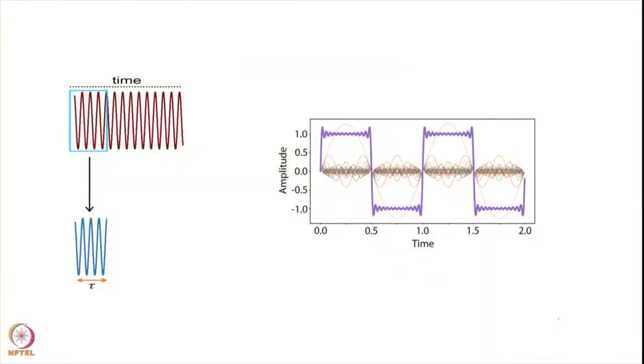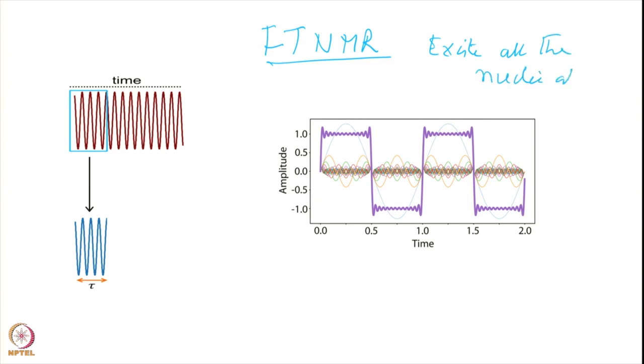Okay, what do we do here? The Fourier transform NMR, the principle is like this. The principle is, you want to excite all the nuclei at the same time. How do we do it? This is the strategy here.